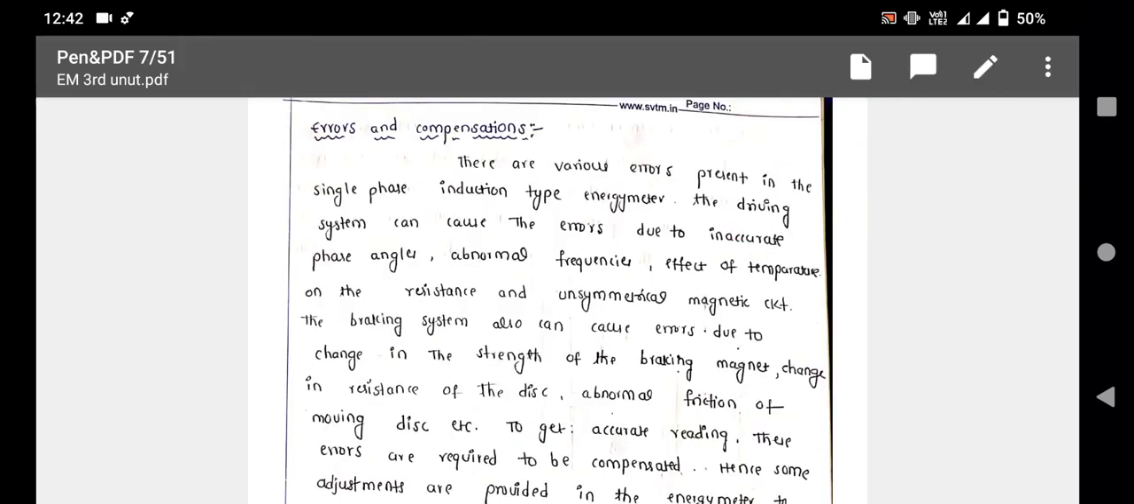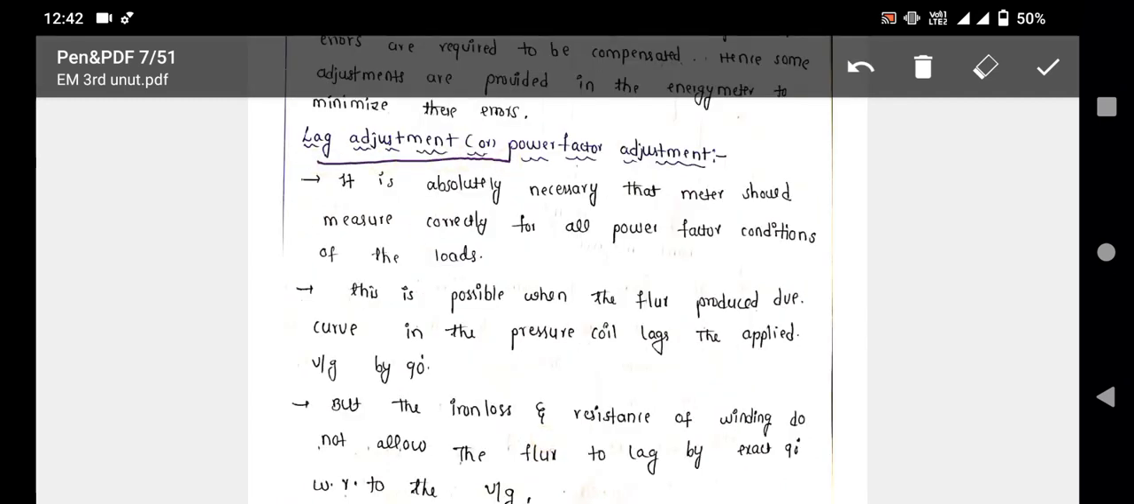Coming to errors in the energy meter, there are various types of errors in a single phase induction type energy meter. One of the errors is the lead lag adjustment, or power factor adjustment. If you adjust the shading bands, the phase angle between the two magnets will be exactly 90 degrees, because the energy meter has to work for different power factors and different conditions of the load.